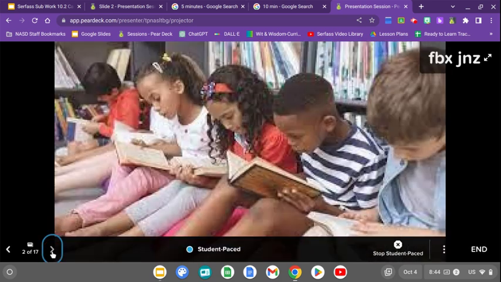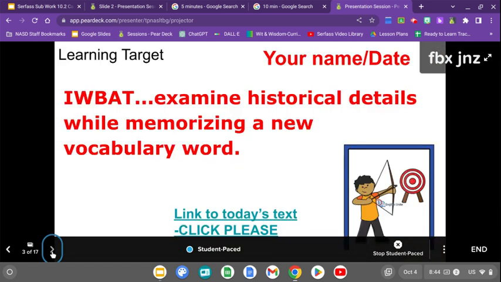All right, let's start it. We did our independent reading. That's behind us. We are now on slide 3. If you could take the time to also write this down. All right, first we're going to start with that I. You got your I, you got that W. Yes, don't let that W trouble you. It's just a W. Then the letter B, just write that B, then get that A, then that T. I will be able to examine historical details while memorizing a new vocabulary word, especially if you are using paper.